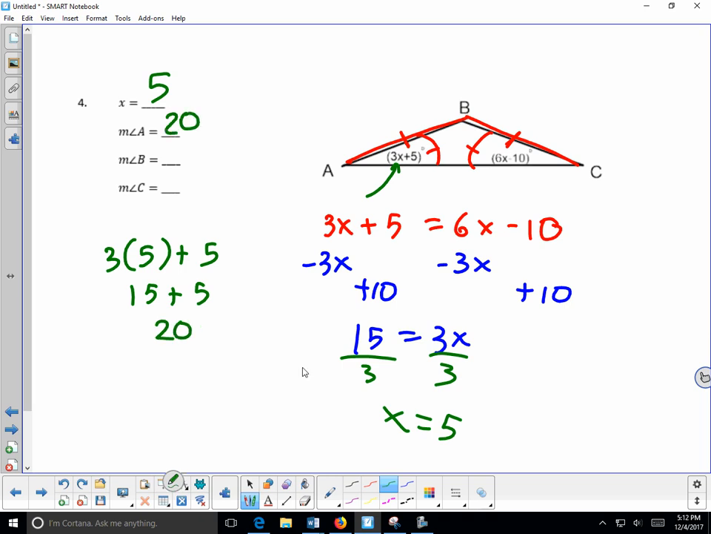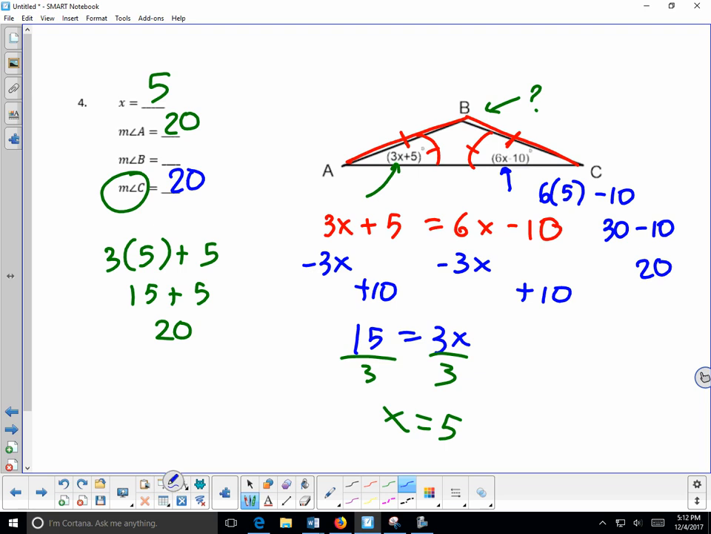Now it's asking for the measure of angle B. Well, let's leave that one for right now. And let's go on and do this one, the measure of angle C. If we plug in 5 here for this x, we get 6 times 5 minus 10. That's 30 minus 10, which is equal to 20. Well, that's good because angle A and angle C are supposed to be congruent.